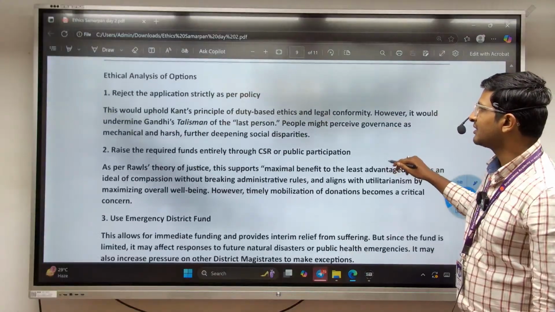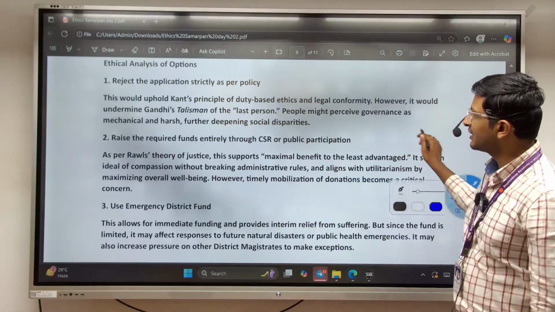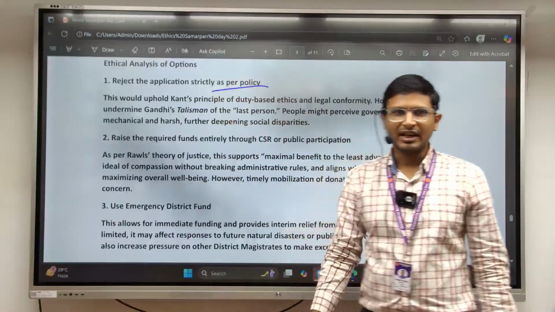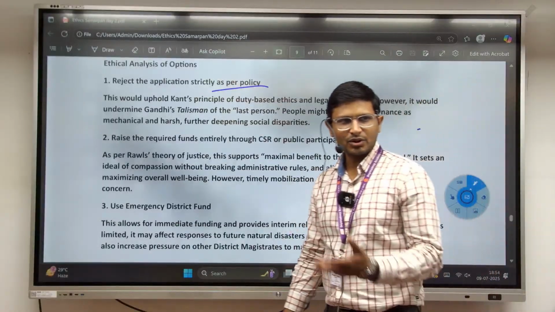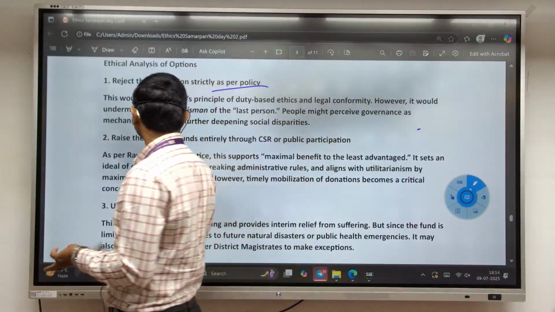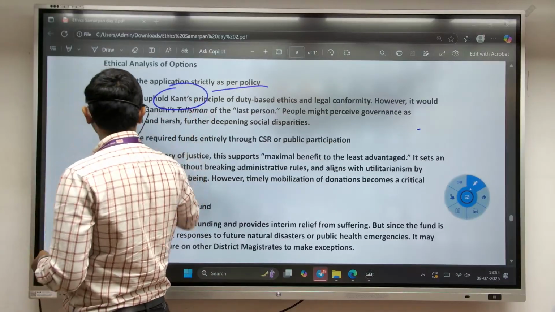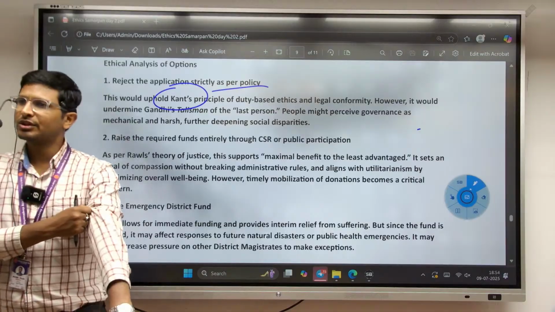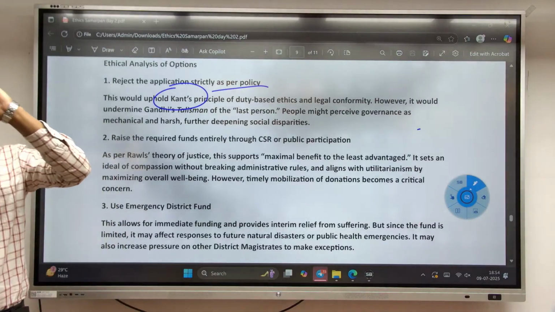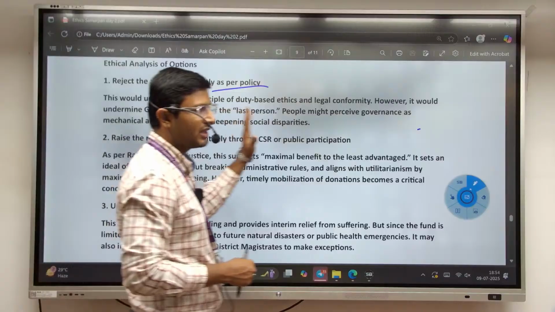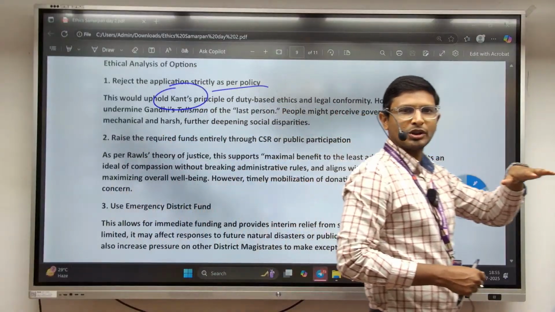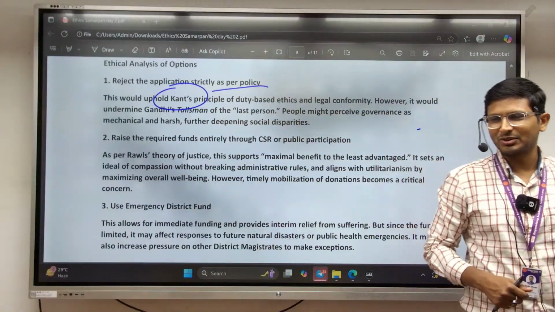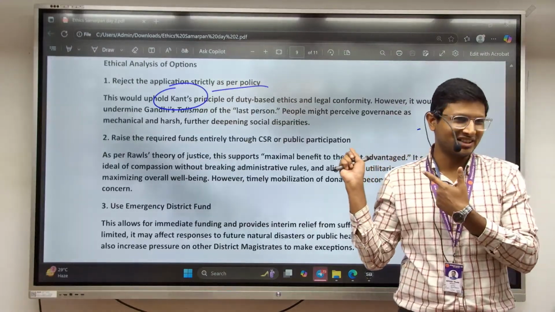So ethical analysis, what can you do? First, you can reject it as per the policy. Okay, you have that option also, that the criteria are not being fulfilled. So there is Kant's philosophy. Remember the Kant philosophy we have discussed? Kant says do your duty, don't think about the consequences. So here Kant's philosophy is, okay, if there is a policy, you follow the policy, don't think about the consequences. But you cannot completely go with Kant here.